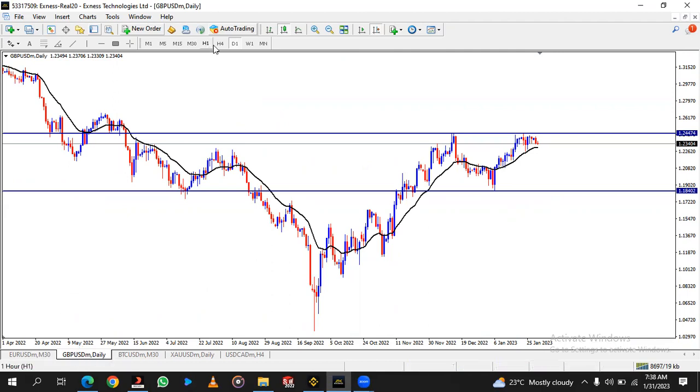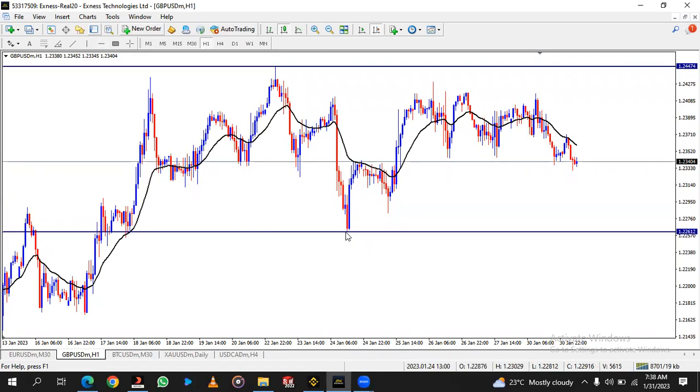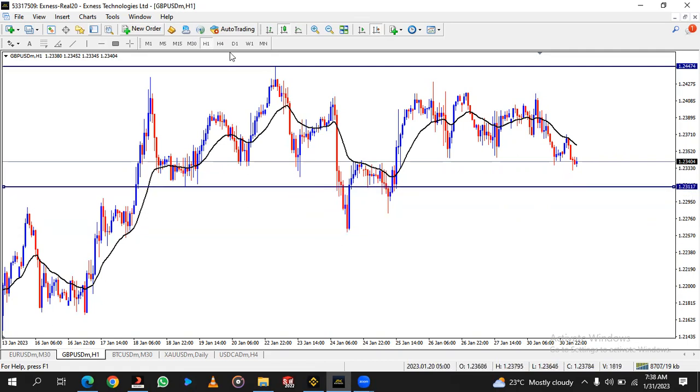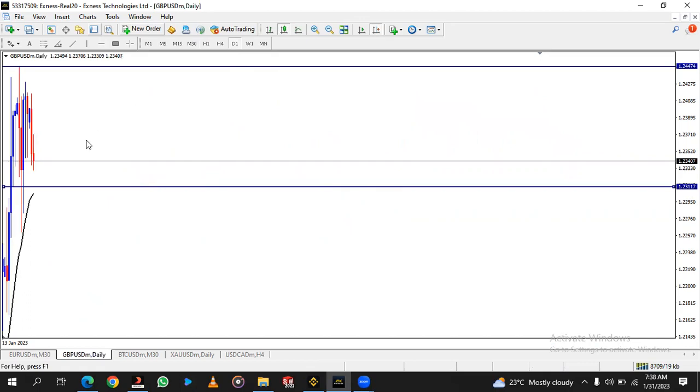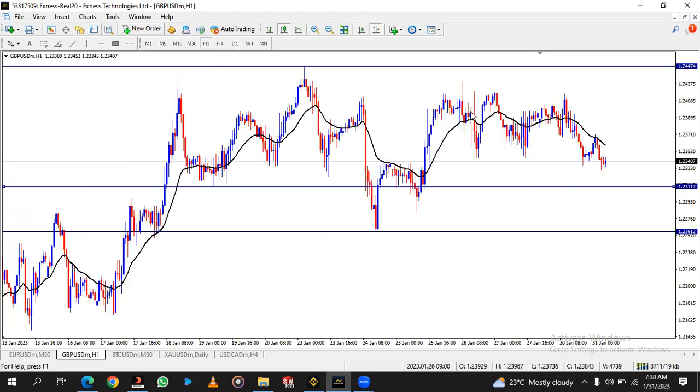We want to look at Great Britain USD. For Great Britain USD also, we need to see a close below this particular point. This is our market structure region. Although we do have a close here, we want to see a daily close below this region, in order for us to assume that we are taking this trade.